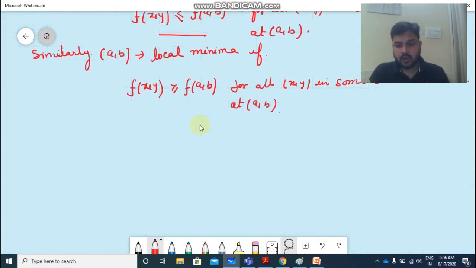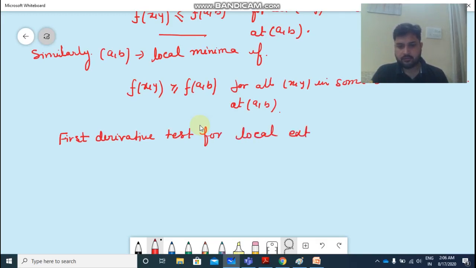To find local maxima and local minima, first of all we have to find the critical points, and to find critical points we have the first derivative test for local extreme values.